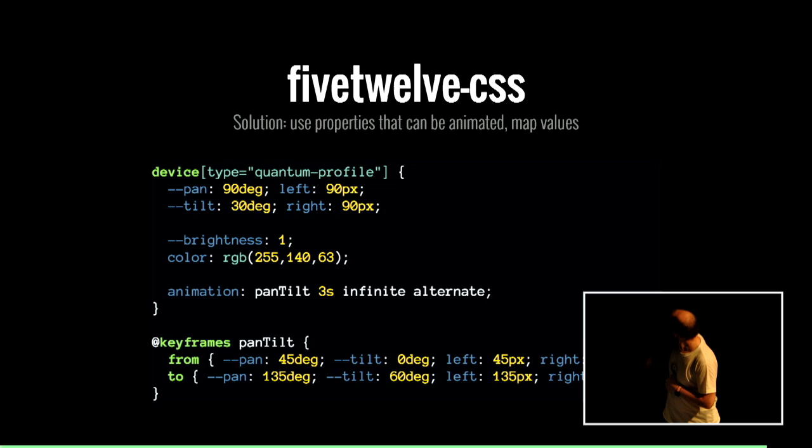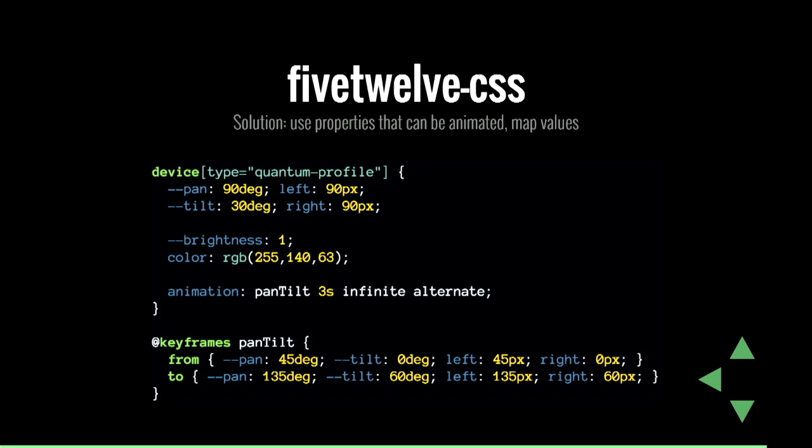So I figured I can just use any animatable CSS property. And instead of writing pan, I can write left, and instead of writing tilt, I write right, and instead of brightness, I could write top, or all these margins, or all this border radius, and any animatable CSS property would work for this. So I have a huge repository of properties that I could animate instead of my own custom properties. So the hack is this.